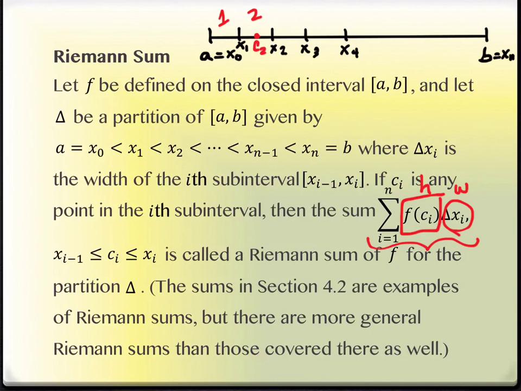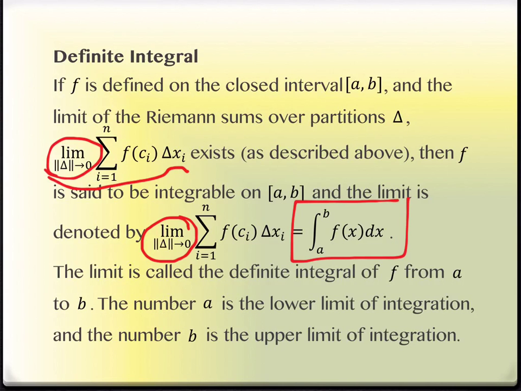So could that be notated as n going to infinity as well? If you represented it by the subscript for the number of intervals, yes. They're referencing it by the delta in this definition.